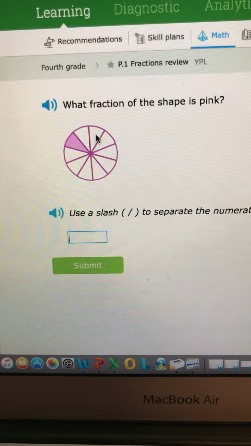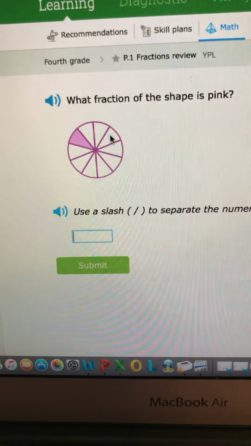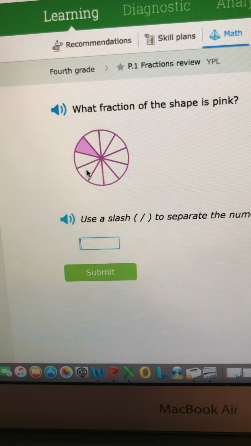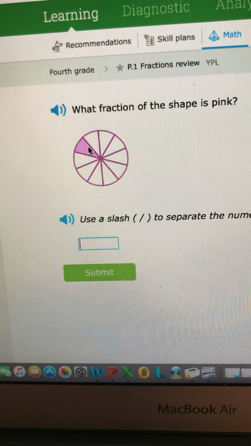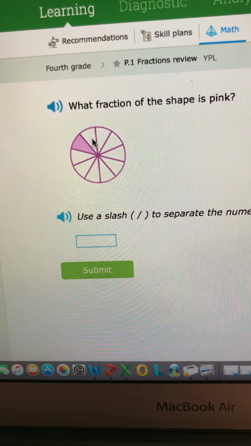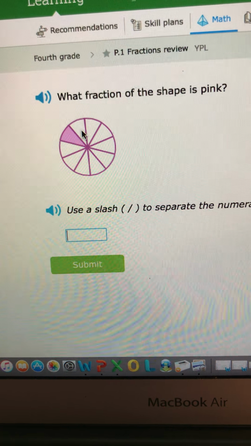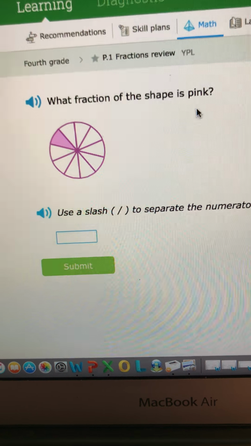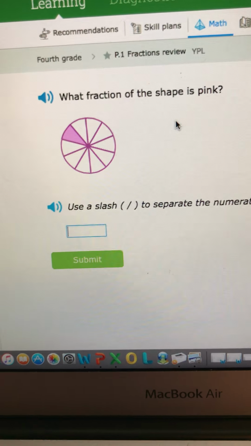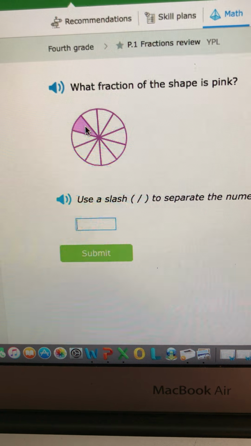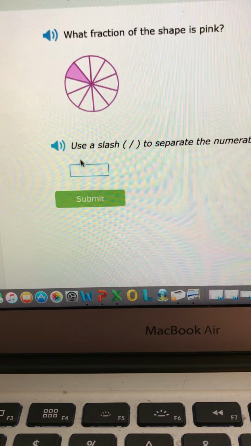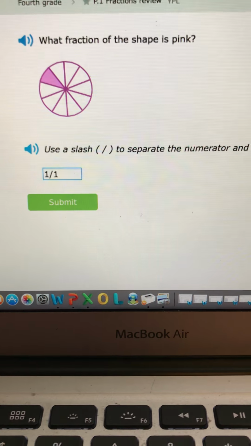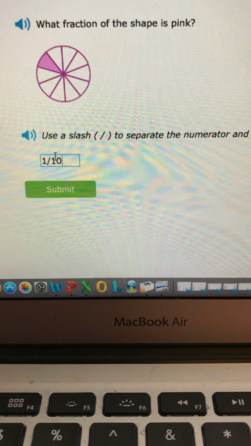Okay, so here I'm moving over. How many parts is this divided into? Well, let's count. 1, 2, 3, 4, 5, 6, 7, 8, 9, 10. So it is divided into 10 equal parts. Notice all the parts are the same size. It is asking me what fraction of the shape is pink. I have 1 part of it is pink. So 1/10. 1 out of 10 is pink.